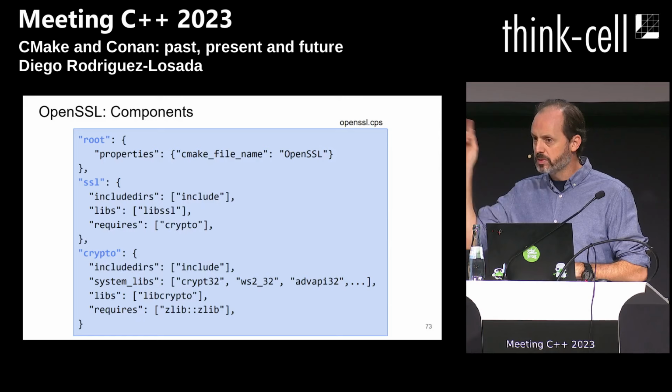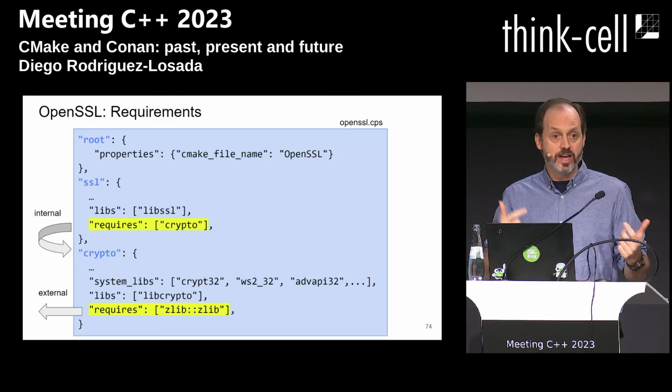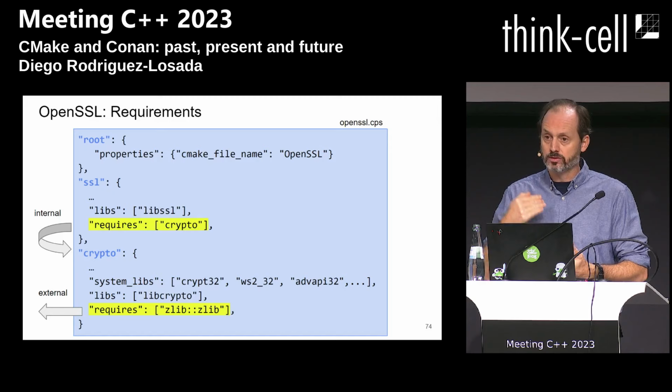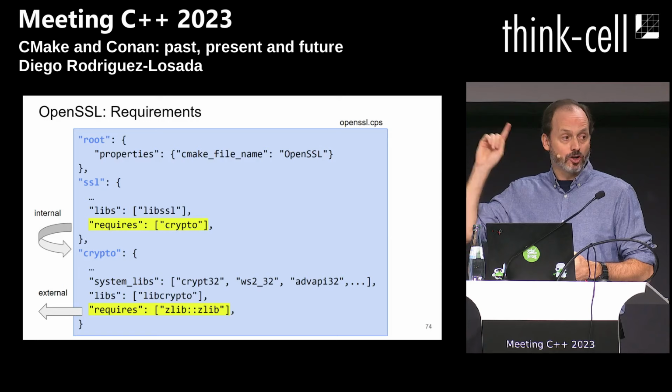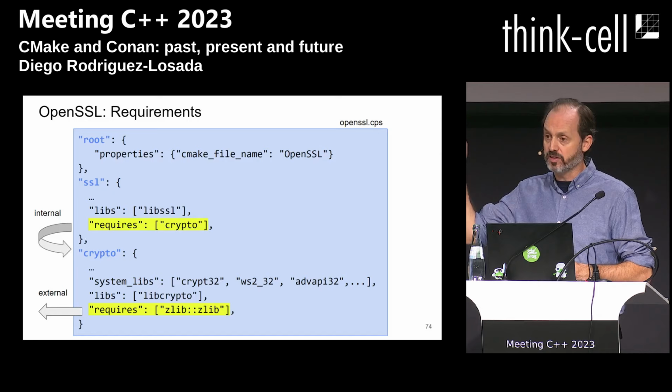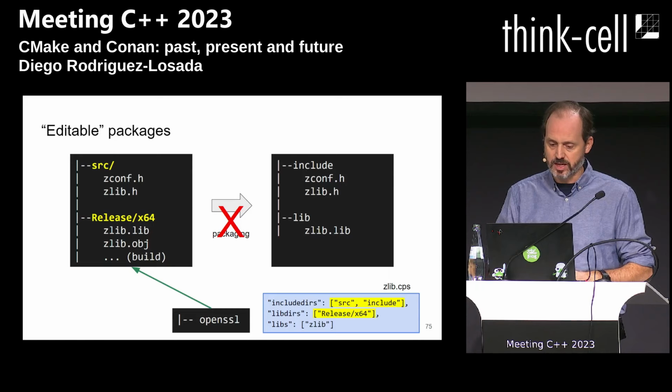And there should be a way to represent the relationships between different components of the same package, and also relationships between the components of one package and components and libraries of other packages. In this case, the crypto component of OpenSSL depends on setlib. And this is something that we also need to represent in this OpenSSL CPS file.